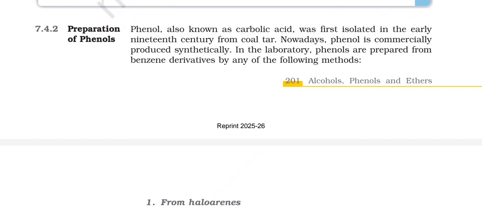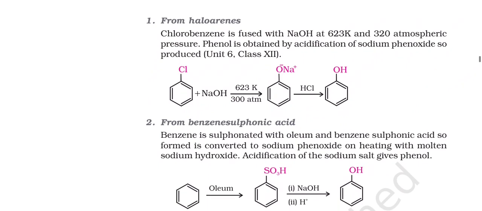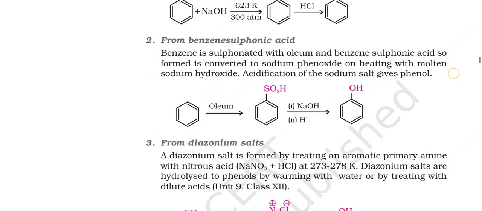Preparation of phenol. Phenol, also known as carbolic acid, was first isolated in the early 19th century from coal tar. Nowadays, phenol is commercially produced synthetically. Phenols are prepared from benzene derivatives by any of the following methods. From haloarenes, chlorobenzene is fused with NaOH at 623 Kelvin and 320 atmospheric pressure. Phenol is obtained by acidification of the sodium phenoxide so produced.